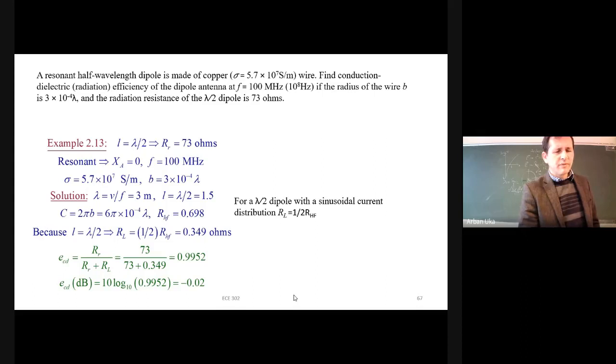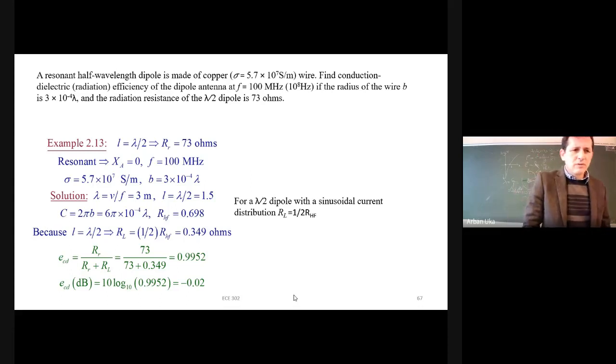Here we have an example. We have a resonant half-wavelength dipole made of a conductive material, which is copper. The question is to determine the conduction dielectric efficiency of the dipole antenna at this specific frequency, which is 10 to the power 8 Hertz.